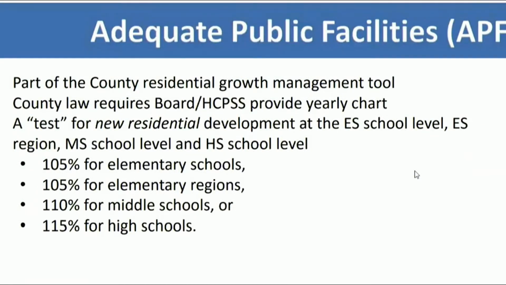The APFO charts are utilized as part of the growth management process of Howard County for new residential developments. The board and Howard County Public School System are required to update the school capacity charts annually. The annual report identifies the capacity utilization for each school, that is every elementary, middle, and high, as well as elementary school regions that are constrained to new future residential development if capacity utilization developed for the FY 2021 capital budget and capital improvement program and redistricting process exceeds 105% for the elementary school, 105% for elementary school regions, 110% for the middle schools, or 115% for the high schools.